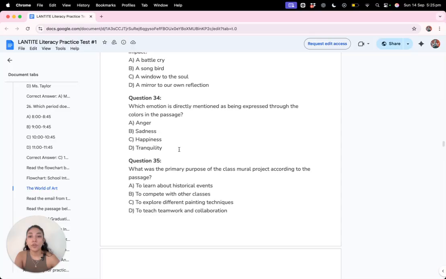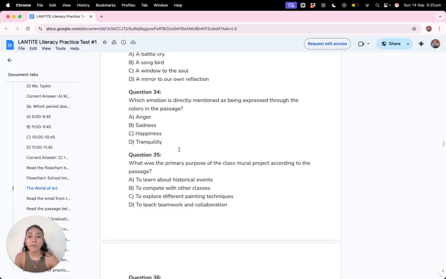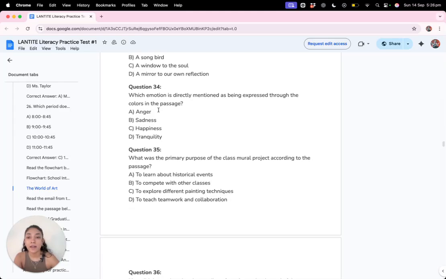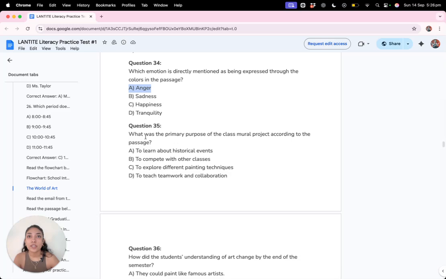Question 34. Which emotion is directly mentioned as being expressed through the colours in the passage? A, anger, B, sadness, C, happiness, and D, tranquility. So she mentions in the passage anger. She discusses the fiery reds often associated with strong emotions, which can include anger.